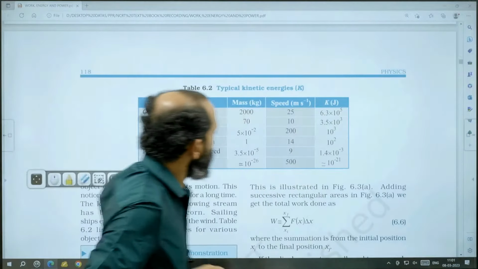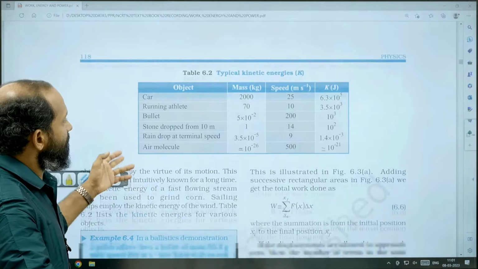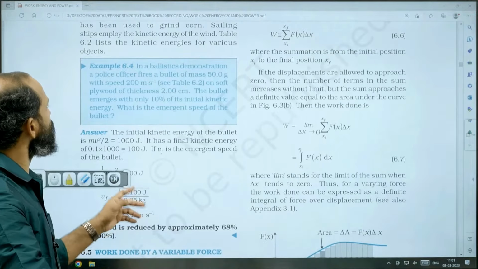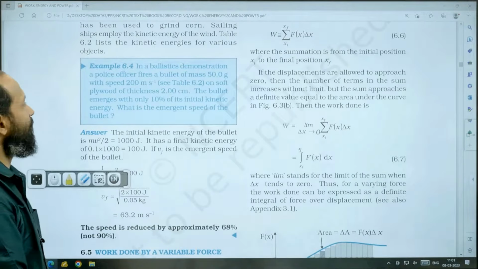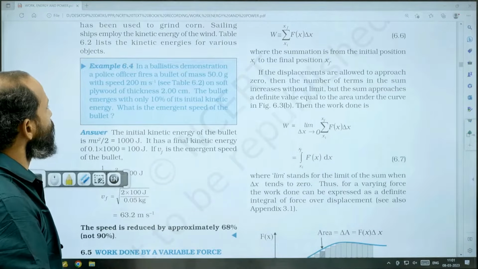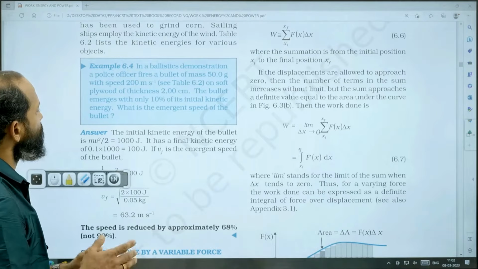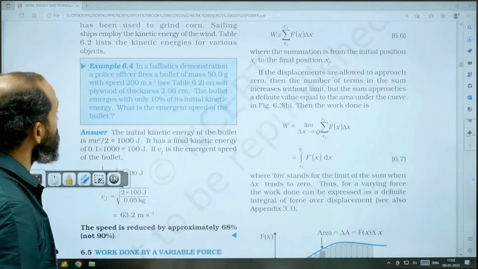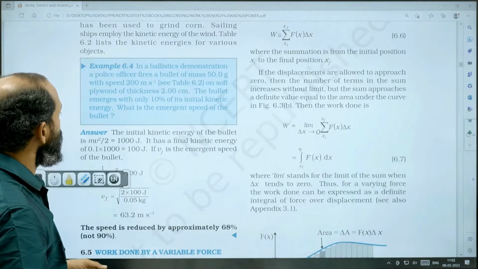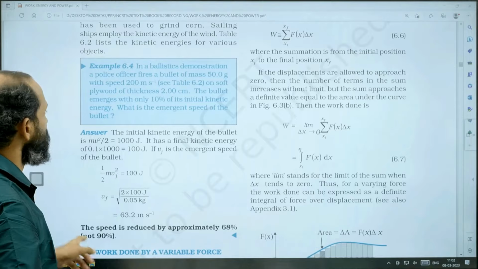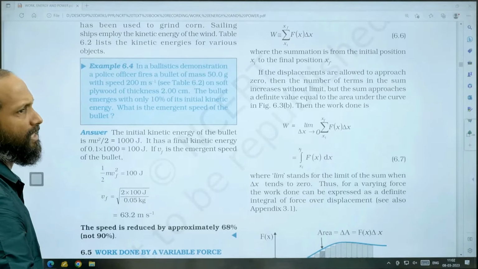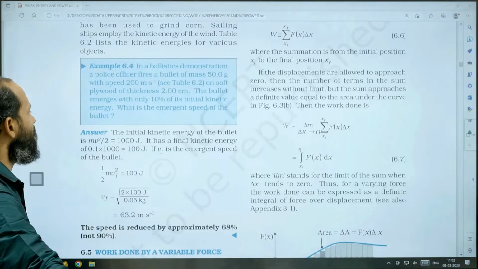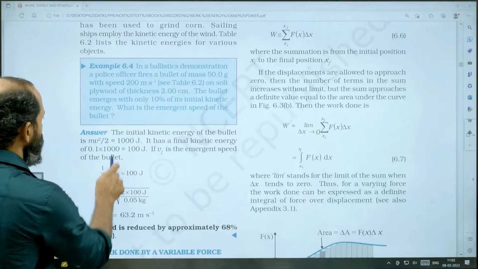Now, continuing. Kinetic energy, and this example: in a ballistic demonstration, a police officer fires a bullet of 50 gram, speed 200 meter per second, on a soft plywood of thickness 2 centimeter. The bullet emerges with 10% of initial kinetic energy. What is the emergent speed of the bullet? So, very simple substitution of that kinetic energy formula. Initial kinetic energy half m v initial square, that you can compute to get 1000 joule.